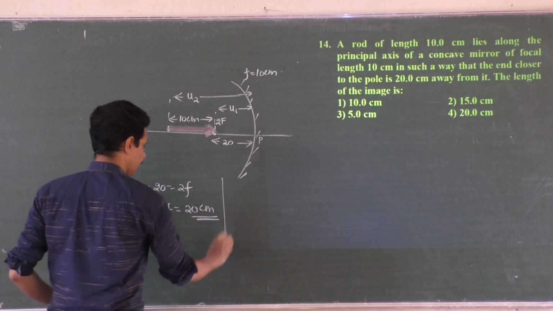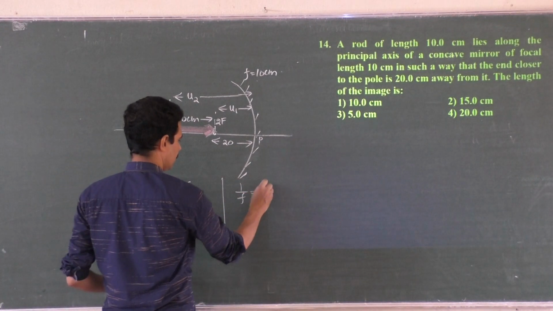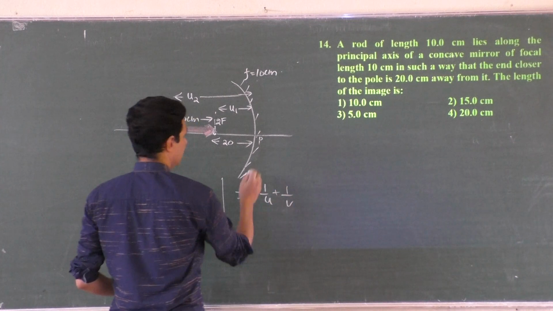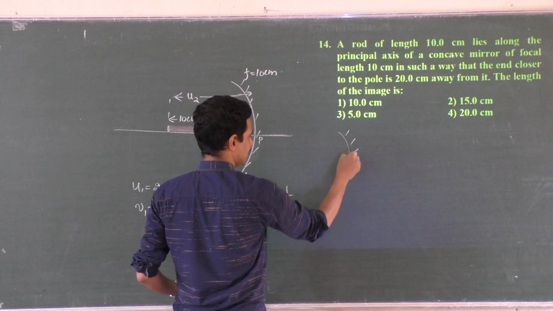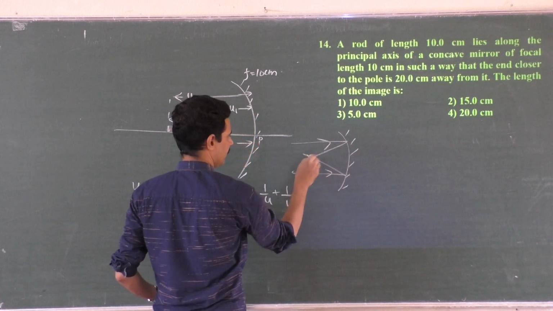For u2 we will find out what v2 is. We use 1 by f is equal to 1 by u plus 1 by v, and for a concave mirror, when you incident parallel rays of light, they reflect and come back here only, they form the focus here.